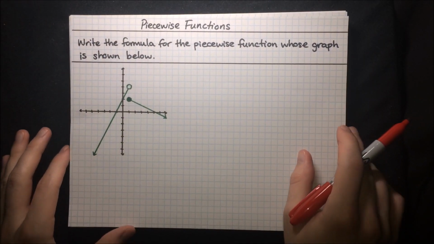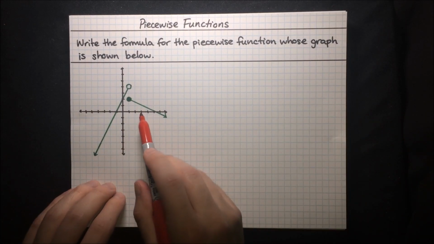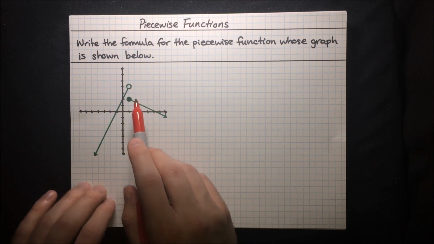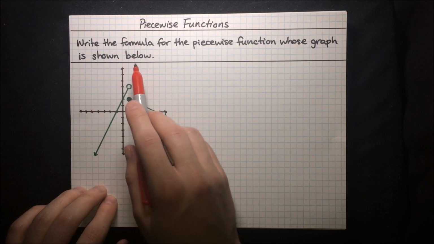Alright, so now we know how to graph a piecewise function, but now let's do the other way. Let's start with a graph and then come up with the formula for the piecewise function. So that's what we want to do here.